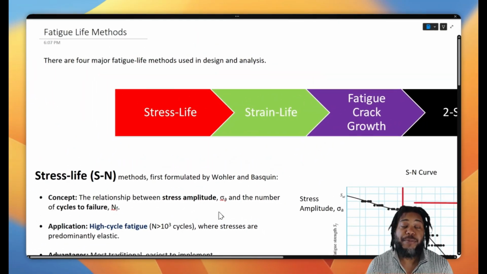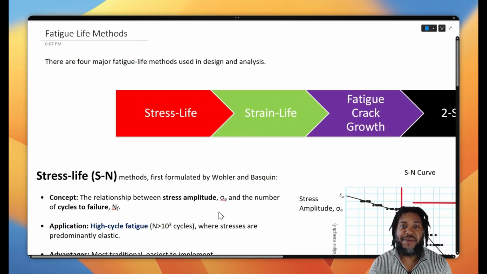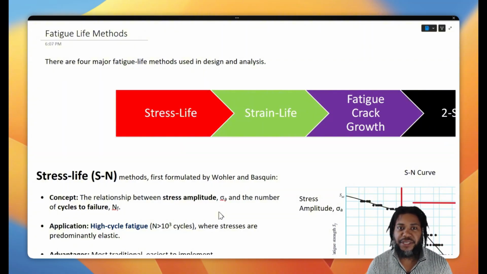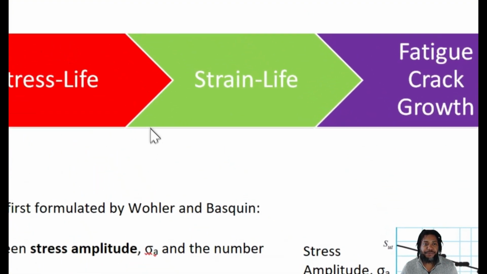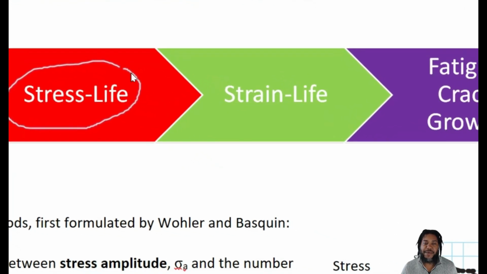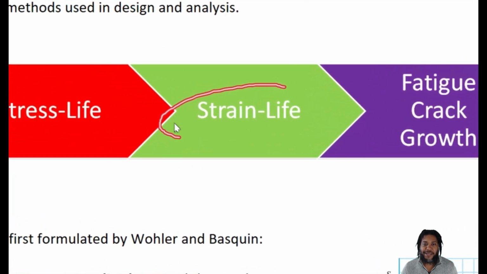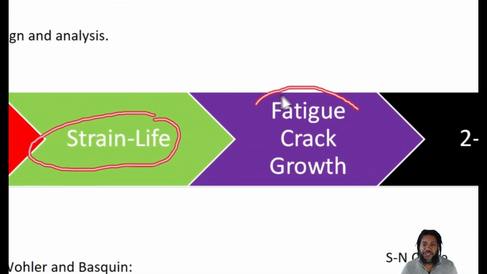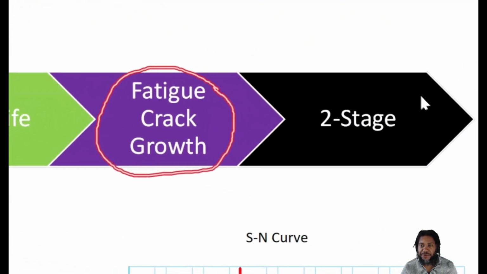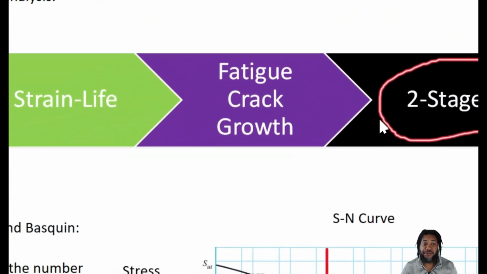Today, we're going to learn about fatigue lifing methods. These are the techniques or the methods that we use to predict the cycles to failure under different types of fatigue. There are four main methods we're going to learn about. There's the stress life method, there's a strain life method, there's fatigue crack growth, and there is the two-stage method.